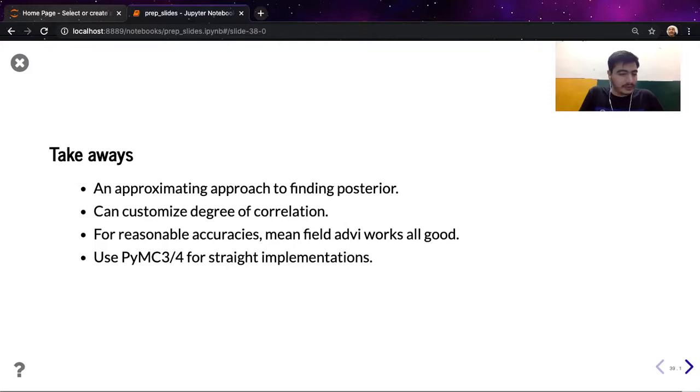For using out of the box implementations and focusing on the data generative process, it's always convenient to use PyMC3 and 4. But if you want better control, I would say use TFP.